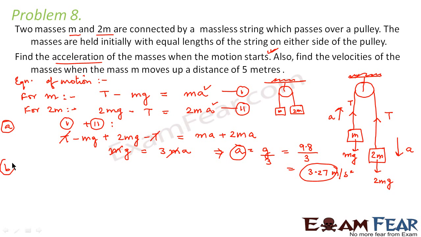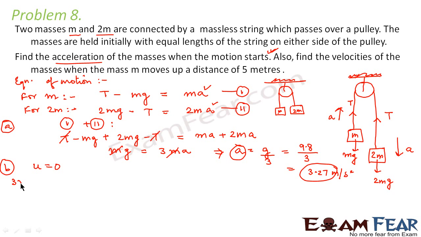Now let us look at the second part. It says find the velocities of the masses when the mass m moves up a distance of 5 meters. That means this mass has moved up a distance of 5 meters. At that point, what would be the velocity of this mass? Initially, the velocity of mass m, u, would be equal to 0, because the question said that both the masses were arranged in this way and only after they were left did they start moving. Before that it was at rest. So initial velocity u was equal to 0.